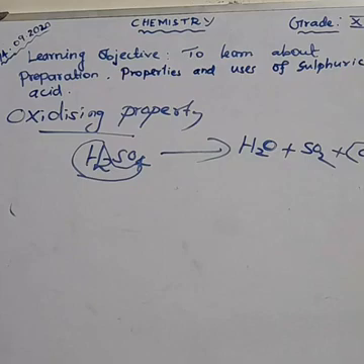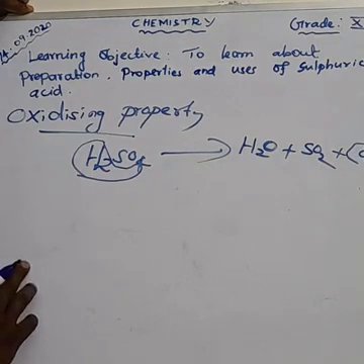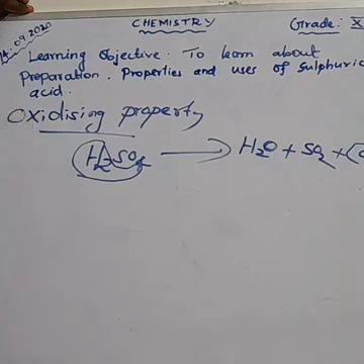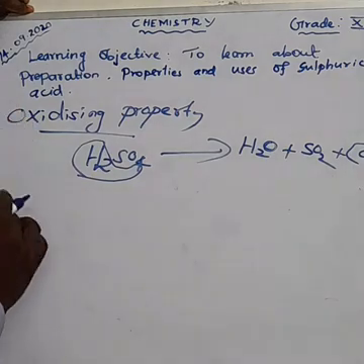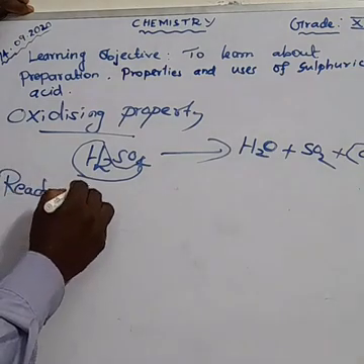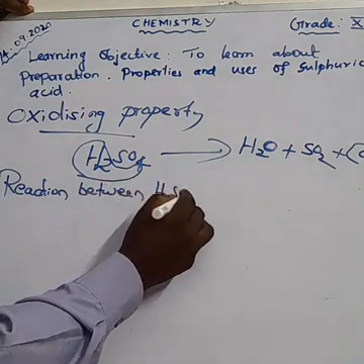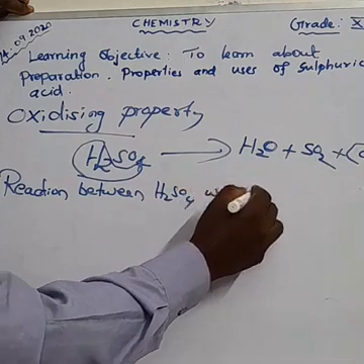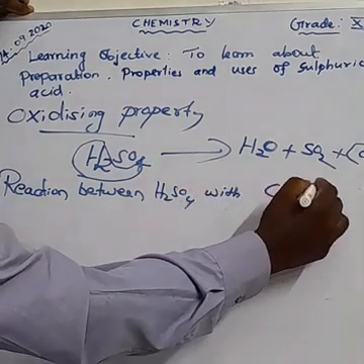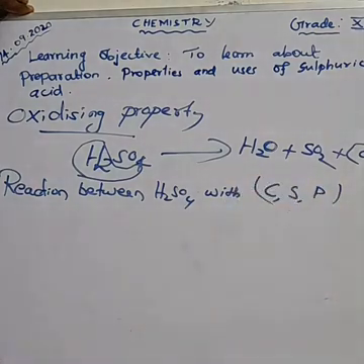Next, sulfuric acid can oxidize elements such as carbon, sulfur, and phosphorus. Sulfuric acid can react with other elements such as carbon, sulfur, and phosphorus. We are taking the reaction between sulfuric acid with carbon, sulfur, and phosphorus.